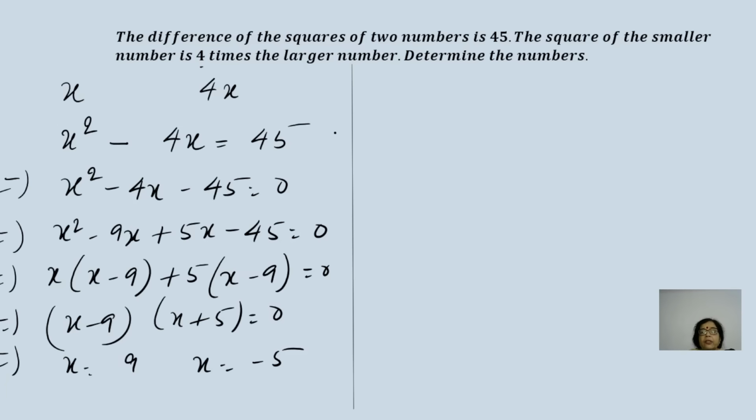Why? Now x is equal to 9. If I take x is equal to 9, the square of the smaller number, which is defined by 4x, will become 9 into 4. That is equal to 36.